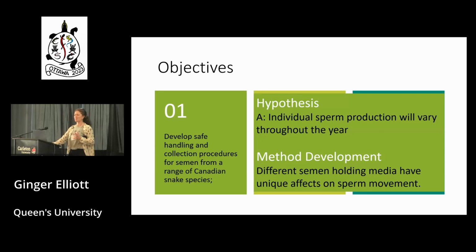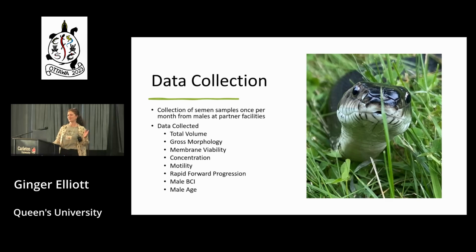And just mention a little bit that yes, different semen holding media has had individual effects on snake semen. So we're collecting a whole bunch of data to do this. You collect a range of parameters when you look at semen. It is a lot of counting to 100, I'll tell you that now. A lot of percentages, a lot of looking at different points, and a lot of counting to 100 with a clicker. So join the team. There's a lot of species.